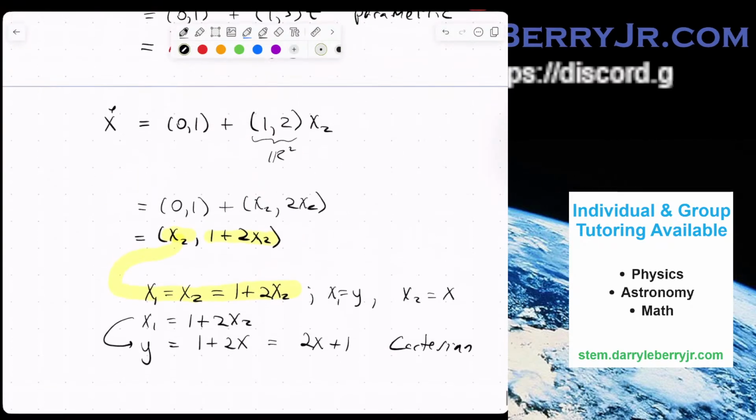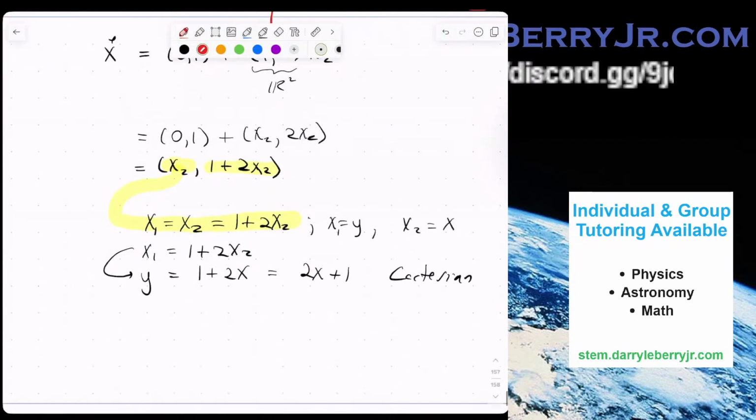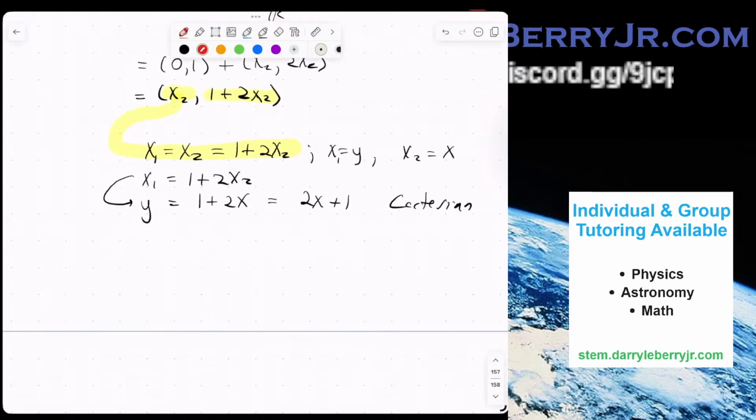So the parametric is always going to have a vector times a scalar plus a point, whereas the Cartesian will have one thing in terms of another. So that's the best way I can describe the two.